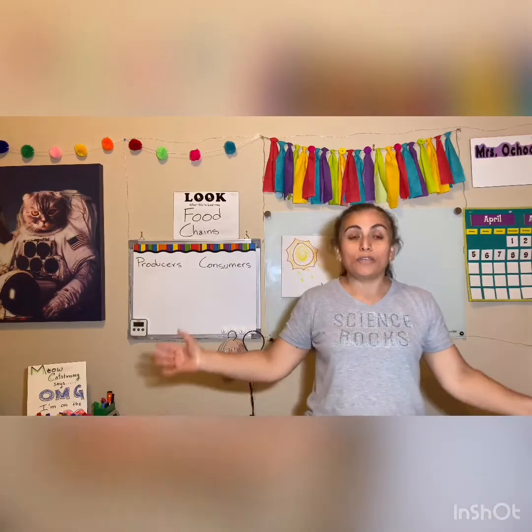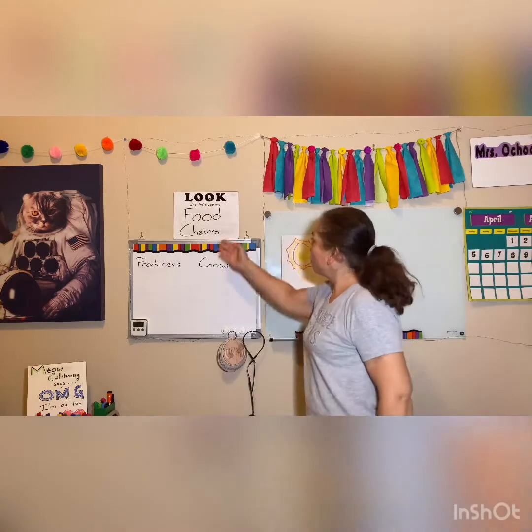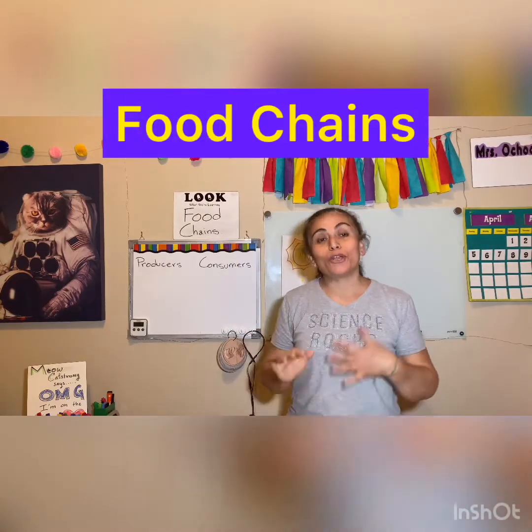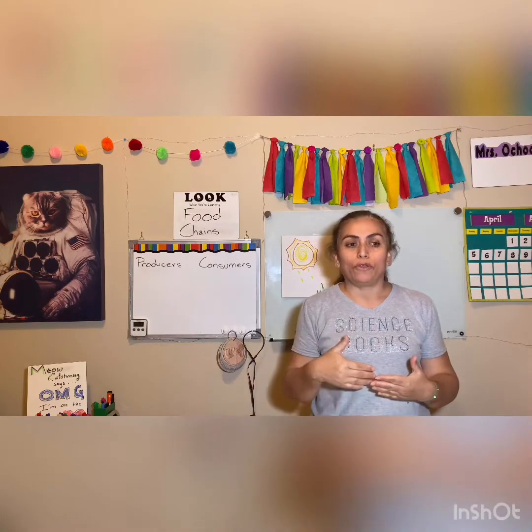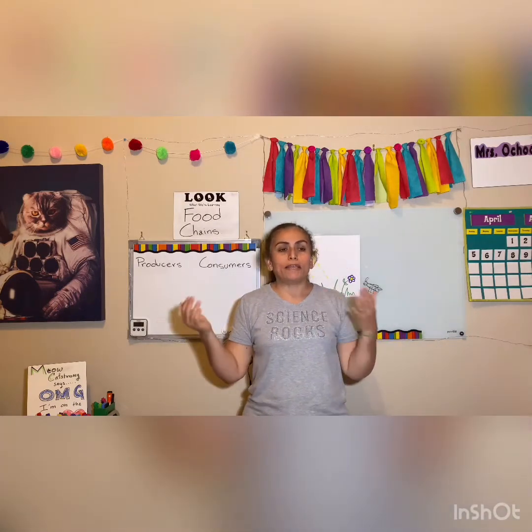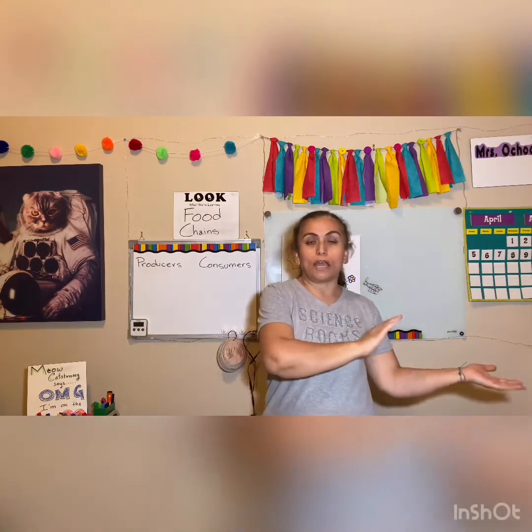Okay, scientists, today we're going to talk about food chains. But we're going to go a little bit back to that, and we're going to talk about how some animals need other animals to survive. So plants and animals need food. How do we get this? We have this in two groups. We have producers and we have consumers.